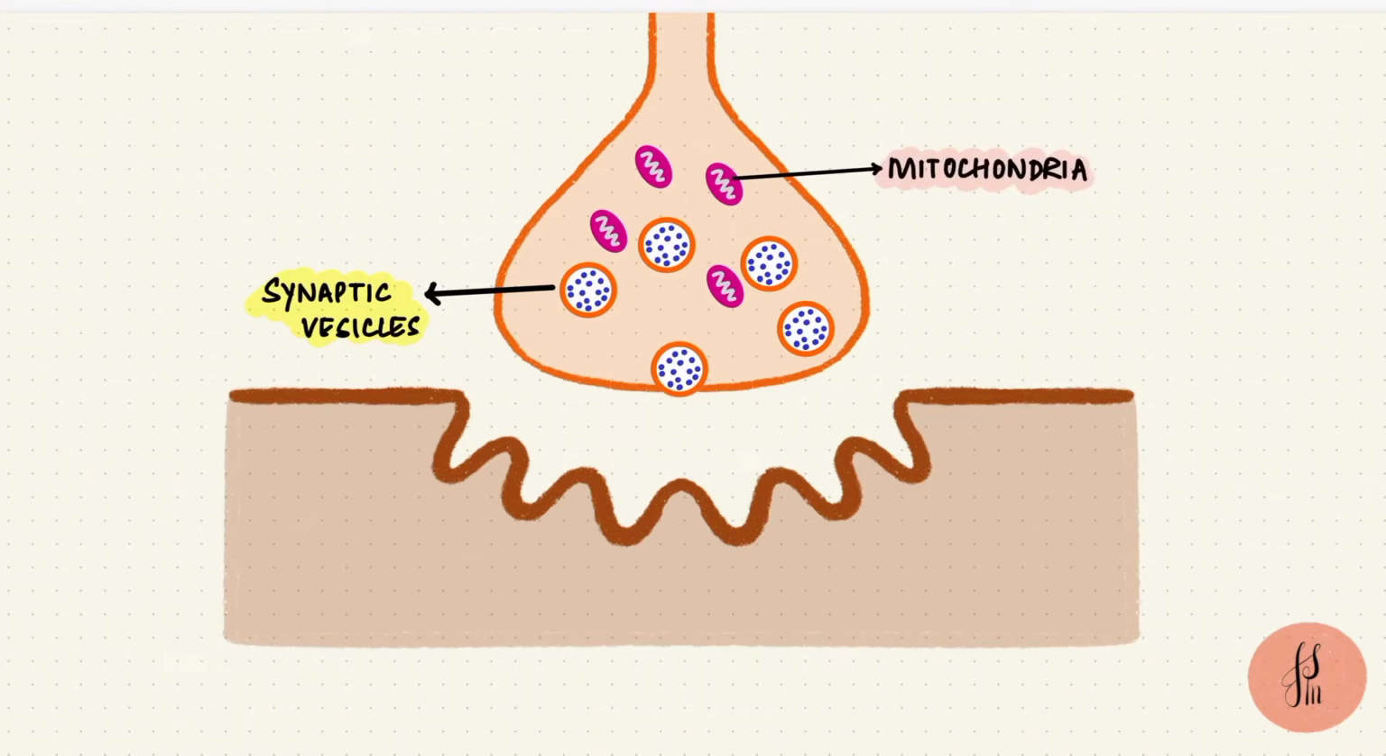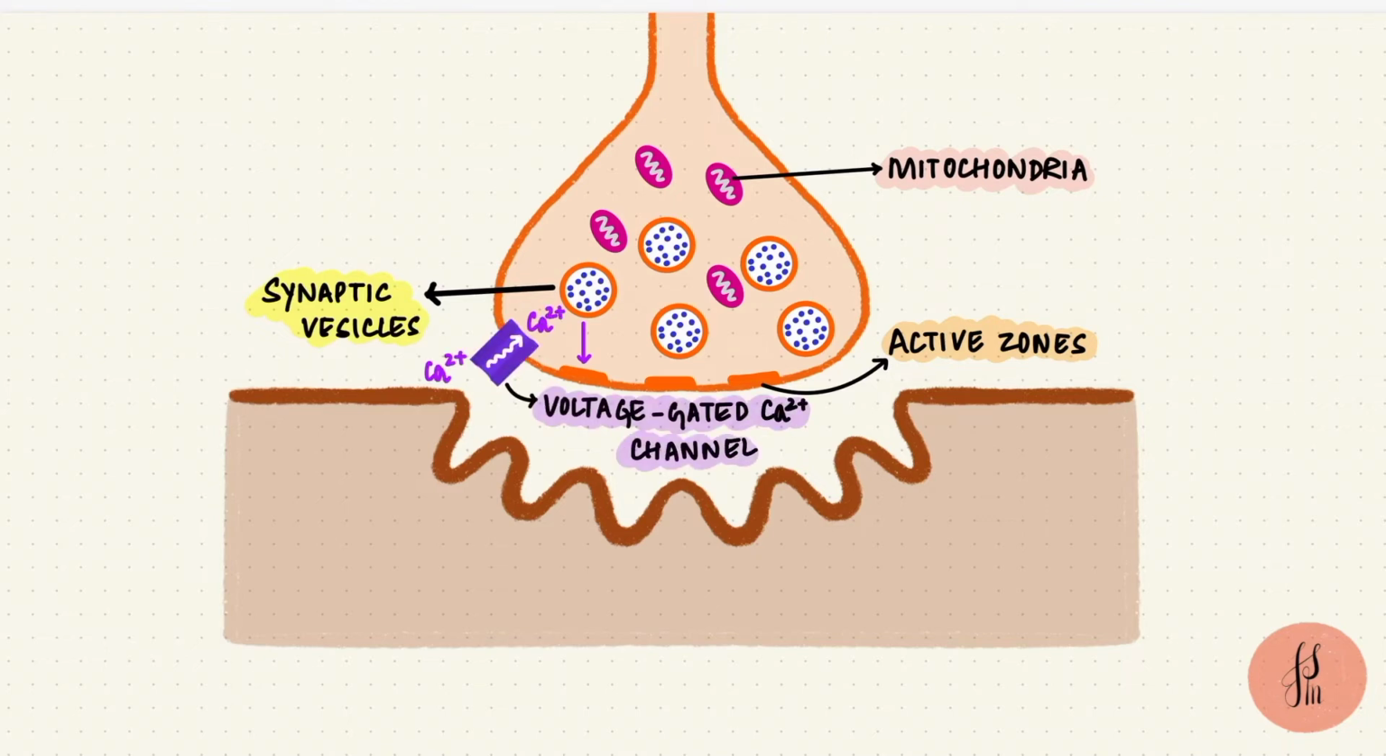These vesicles are going to fuse with the membrane in order to release their content. The sites at which they fuse are called the active zones. What makes the fusion happen is calcium. So on the membrane, there are also voltage-gated calcium channels. This whole thing forms our presynaptic terminal.